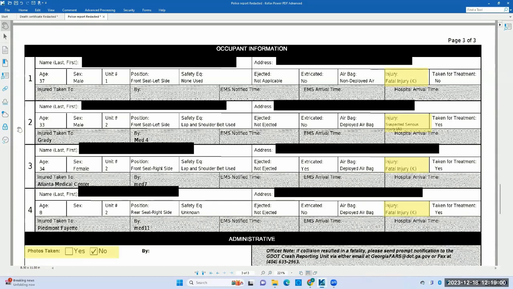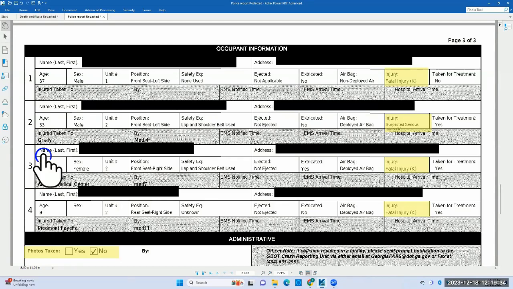Down here, we have all the occupant information. We've redacted out their sensitive information, their names. But we see this person had the fatal injury. Number 2 person was one suspected of a serious injury. Person number 3 had another fatal injury, and person number 4 had a fatal injury. The person number 1 was not even taken to a hospital. He must have been dead on arrival.